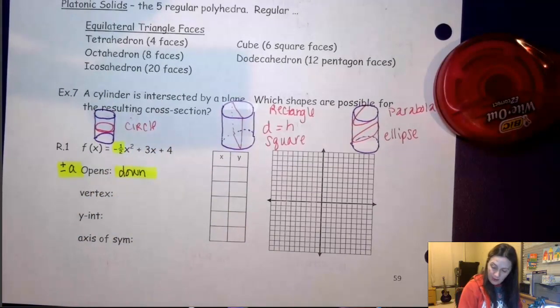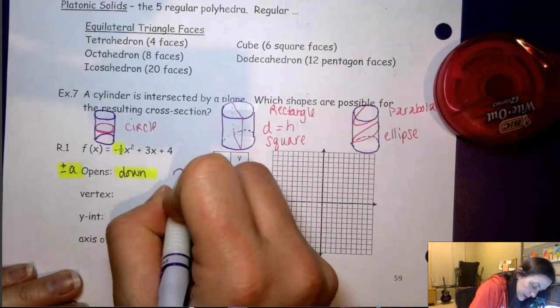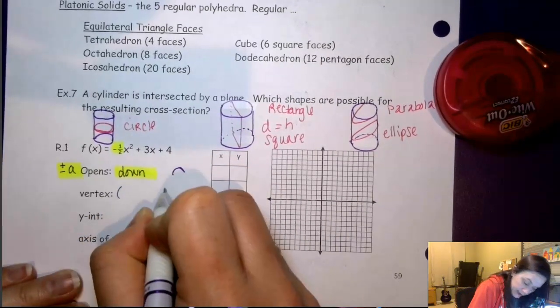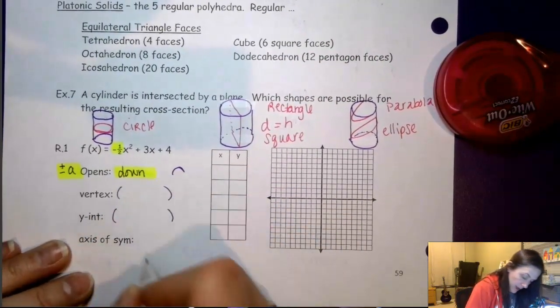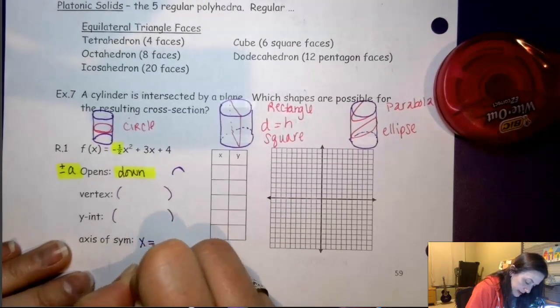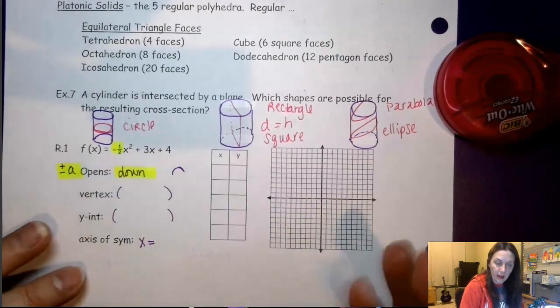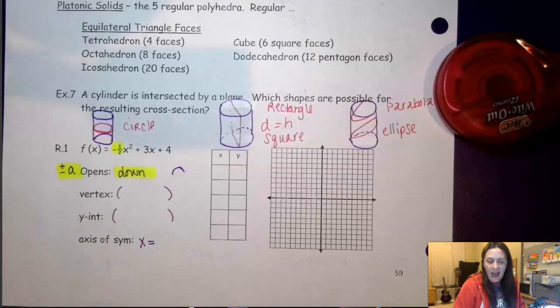The next thing is my vertex. So it's going to open down like this. My vertex is an ordered pair. My y-intercept is an ordered pair. And my axis of symmetry is x equals the number. I color code these. So I'm going to use pink, green, and orange.